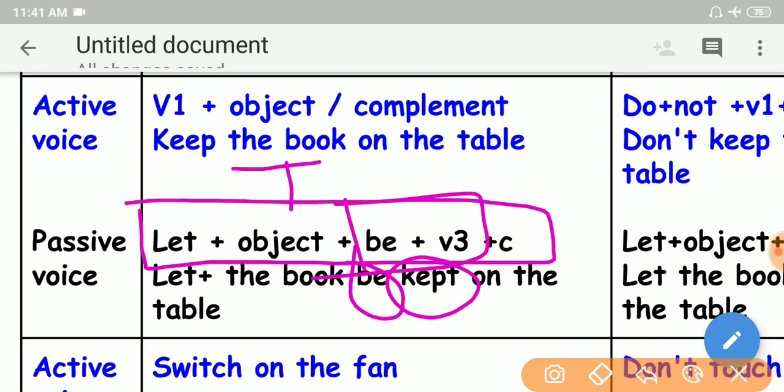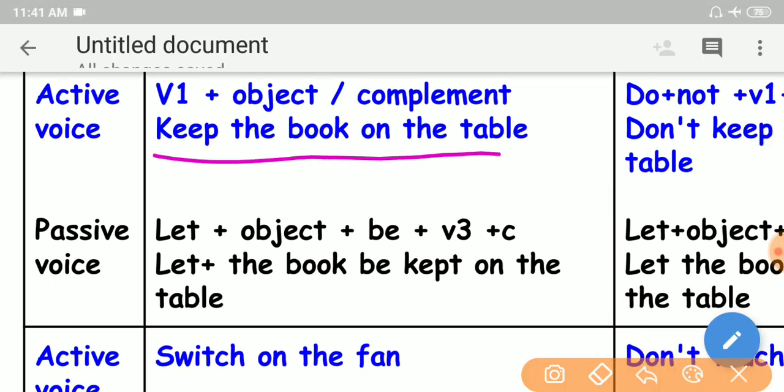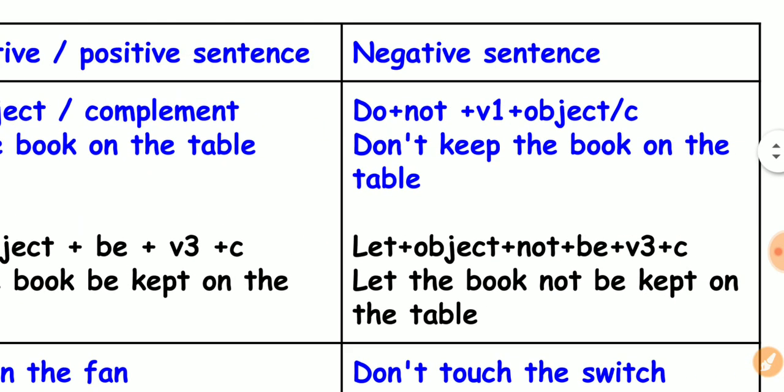So what is the answer? What is the answer for this imperative sentence, keep the book on the table? Let the book be kept on the table, my dear friends. Let the book be kept on the table is the passive sentence of keep the book on the table. So like this, now let us go and learn the negative sentence.